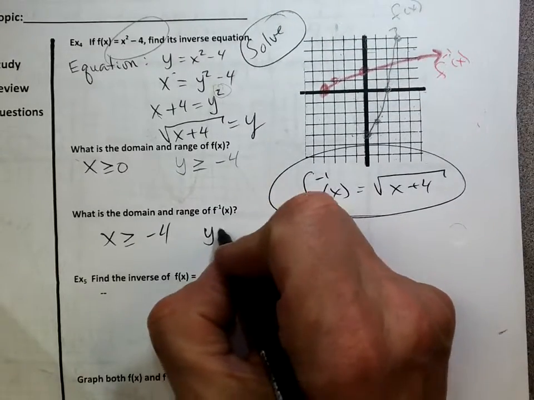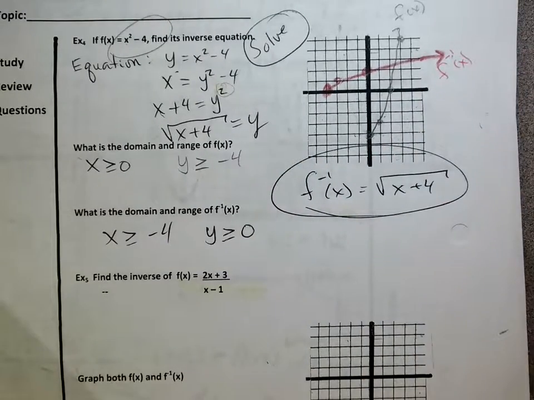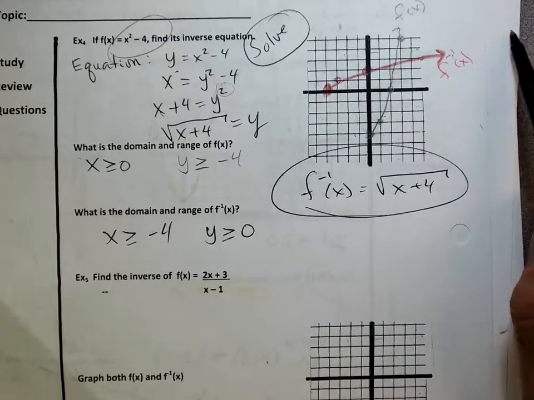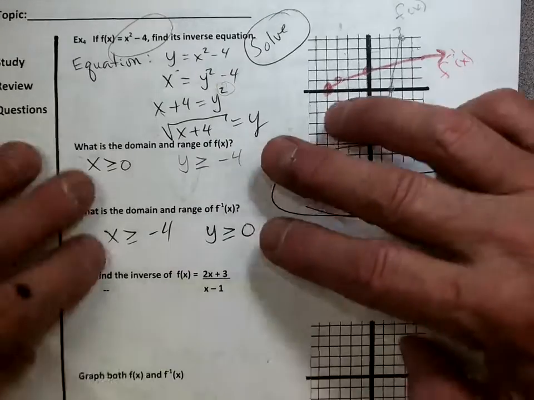y is greater than or equal to 0. Even though it flattens out, it's always moving up. It is always moving up, but just not at a very big rate, okay? Do you notice anything between the two?